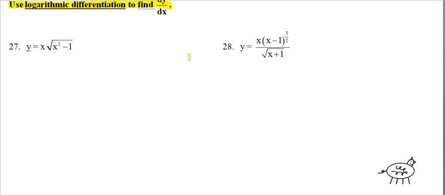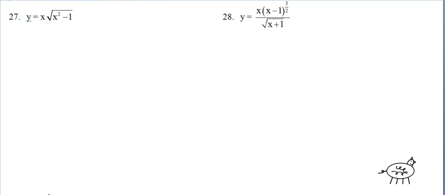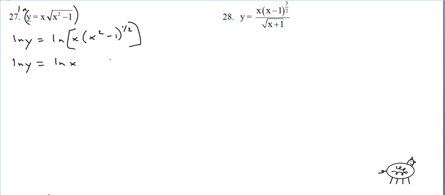So let's start off here. If I take the natural log of both sides, I get ln y is equal to ln of x times (x squared minus 1), and I'm going to write that to the 1/2 power. I like having rational exponents when I take the derivative. That's in brackets here. Now I want to simplify using some properties of logs. So ln y is equal to ln x plus ln of (x squared minus 1) to the 1/2, but I'm just going to move the 1/2 in front, which is not too bad.